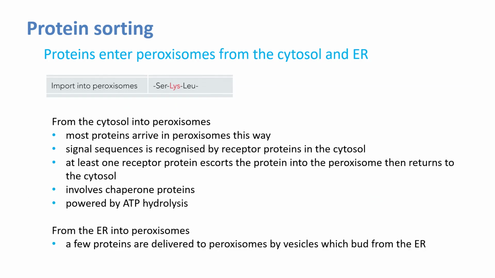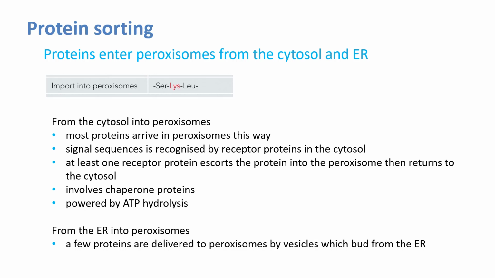So proteins which are destined to be delivered from the cytosol to a peroxisome, most of them also get transported in this way. The signal sequence on these proteins is recognised by a receptor protein in the cytosol. One or more of these receptor proteins, but at least one of them, takes the protein to the peroxisome, translocates it across the membrane, and then returns back to the cytosol. Again, this process involves chaperone proteins and is powered by the hydrolysis of ATP.